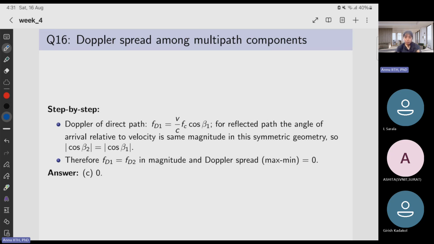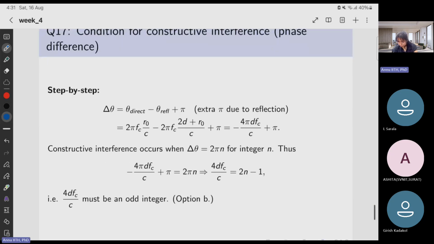Right? We know. Now, for the reflected path, the angle of arrival relative to velocity is the same in magnitude due to symmetry. So the angle of arrival for beta 2 and beta 1 is the same, because the magnitude of cos beta 1 and cos beta 2 is the same. So FD1 is equal to FD2 in magnitude, and the Doppler spread is equal to 0. The question is not clear.